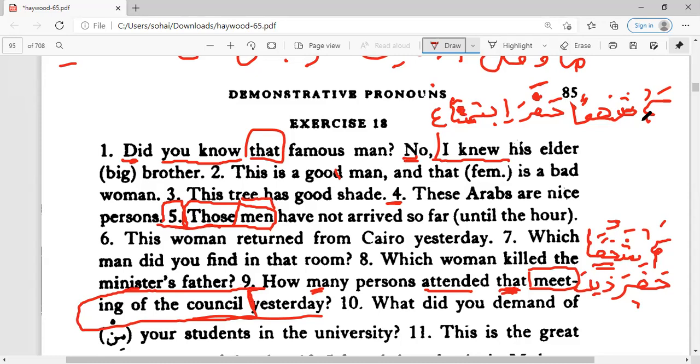Ijtimai. Yeah, it's going to be accusative because the subject is kam shaksan. How many people attended? Who attended? We're talking about people. How many people? Ijtima'a al-majlisi. Majlisi. Yes. Zalika. Zalika amsi.